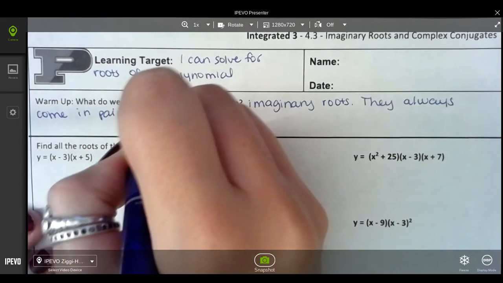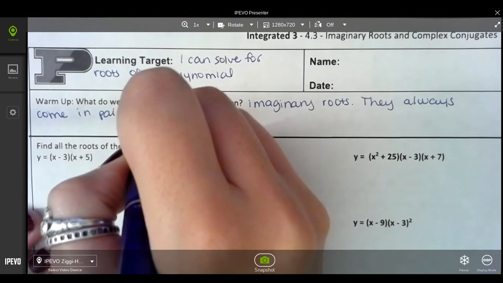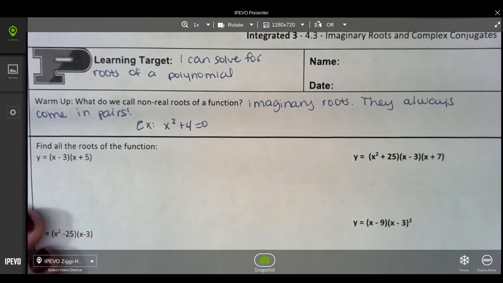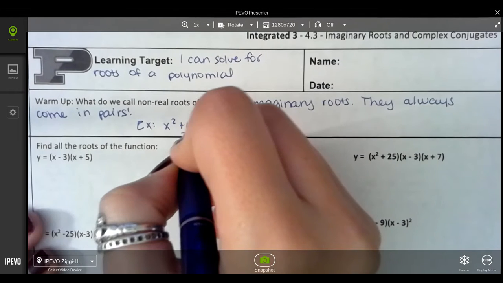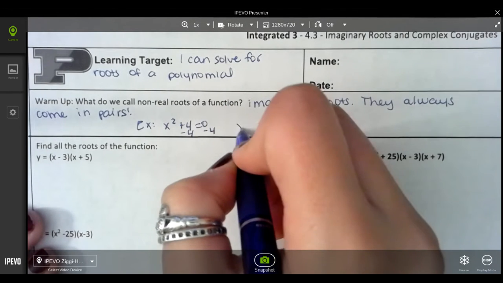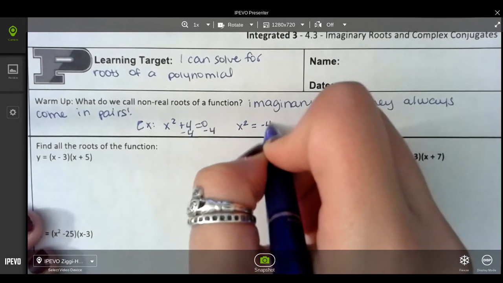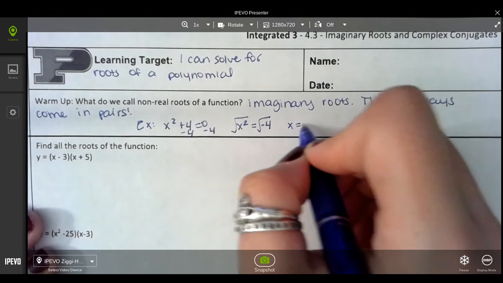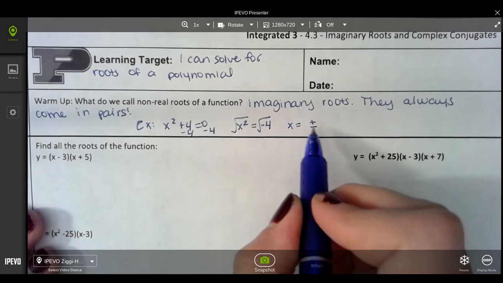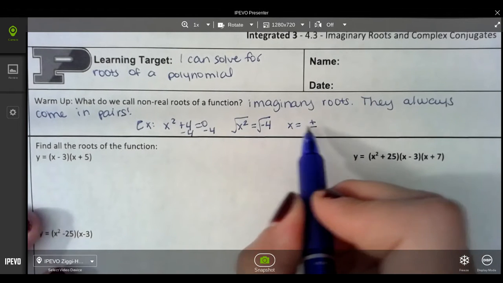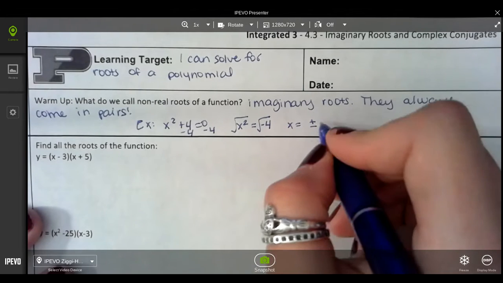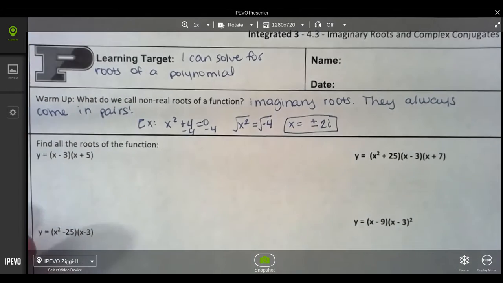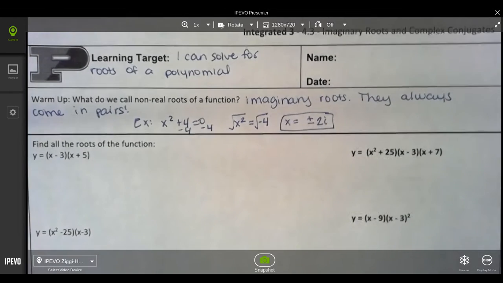For example, if you're wondering why, if x squared plus 4 equals 0, in order to solve for x for my roots, I'd have to subtract 4 from both sides. I get x squared equals -4. When I take the square root of something, I get the plus or minus answer. So there are my 2 answers. And then the square root of -4 gives me 2i. So there are my 2 imaginary roots. So they always come in pairs.